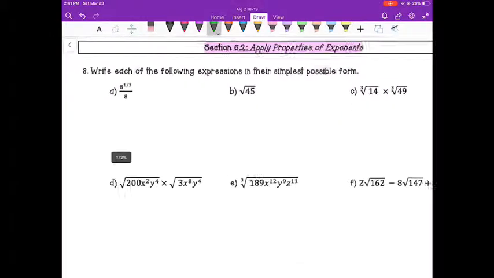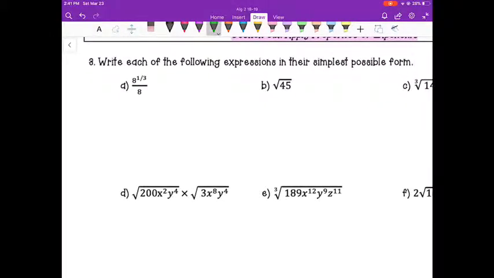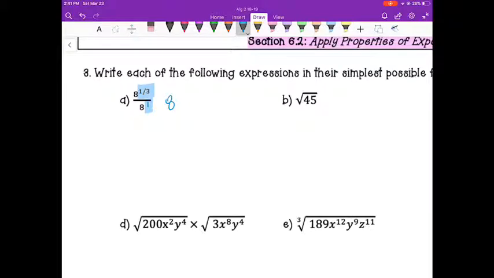Moving on to section 6.2, we have our properties of exponents. So problem 3a, we are trying to simplify. We need to subtract our exponents since our base is the same. Remember that there's an invisible 1 on our 8 in the denominator. So I have 8 to the 1/3 minus 1 over 1. Well, 1/3 minus 3/3 would be negative 2/3. 8 to the negative 2/3, there's a million different ways we can write this.